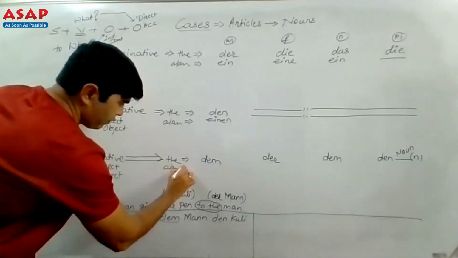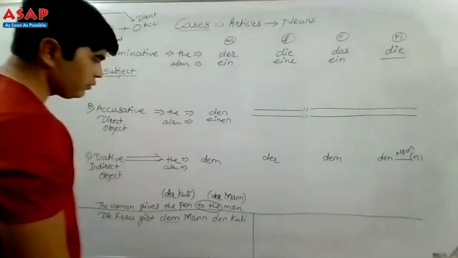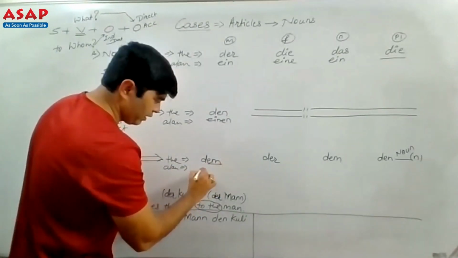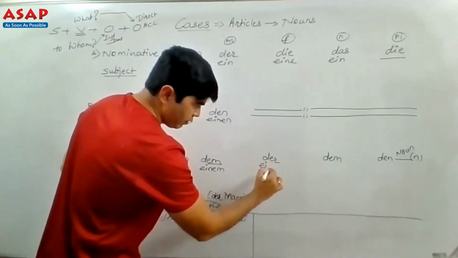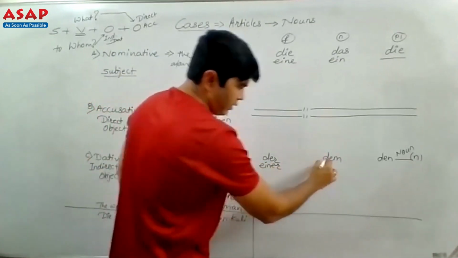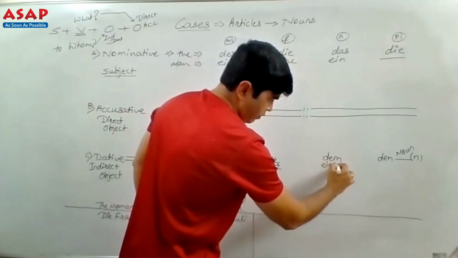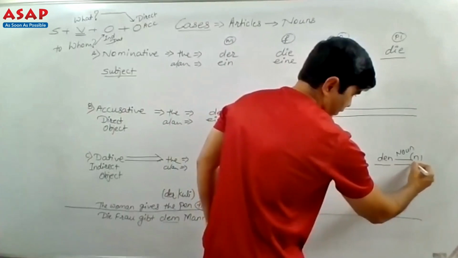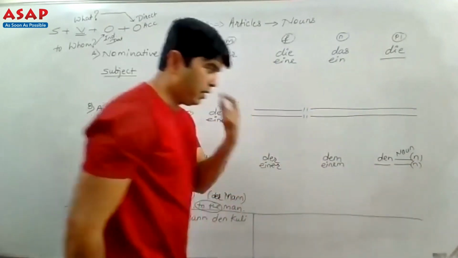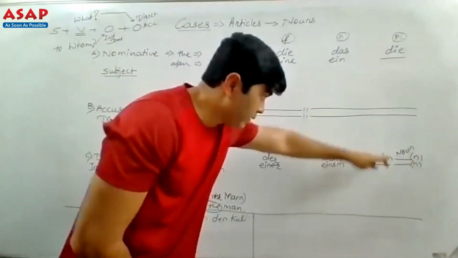Dative. Einem. Yeah, the ending tells you easily. Einem. Here it is einer. Einer. Here it is einem. And then plural, nothing, and the noun will take an extra n. We'll take the example of this. Okay.